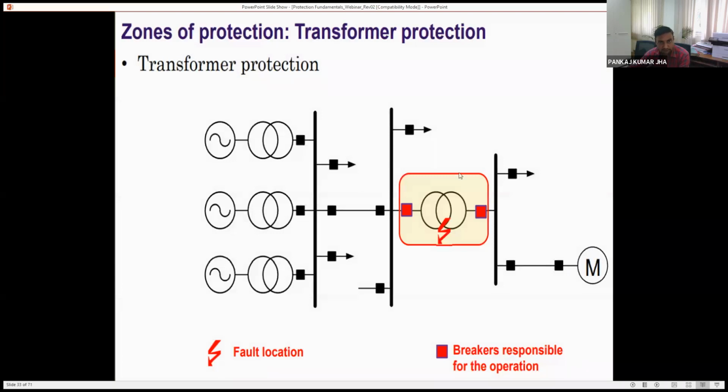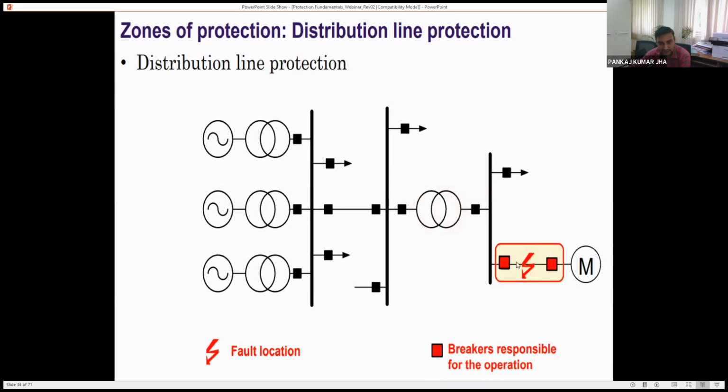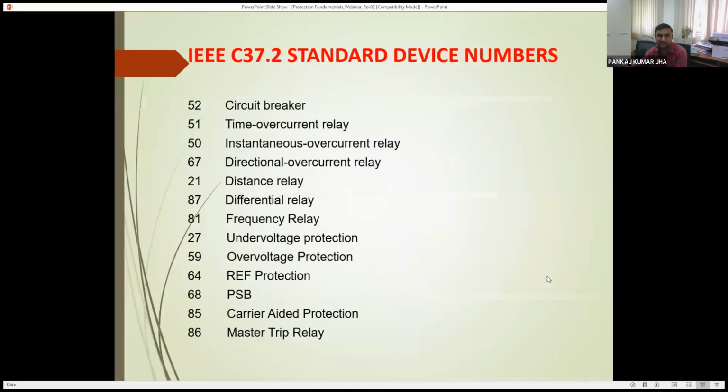If you draw the zones for transformer protection, then it will include the breakers from both sides of the transformer, that is from the HV to the LV side or HV to the IV side, whatever you may say. So if there is a fault on the transformer, both side circuit breakers should operate and clear the fault as quickly as possible. If you have a fault on the distribution line, then only the breakers connected to the distribution line should operate. Likewise, if there is a fault on the motors, then only the breaker controlling that motor should operate. So this is the basic concept related to the formation of the zones.